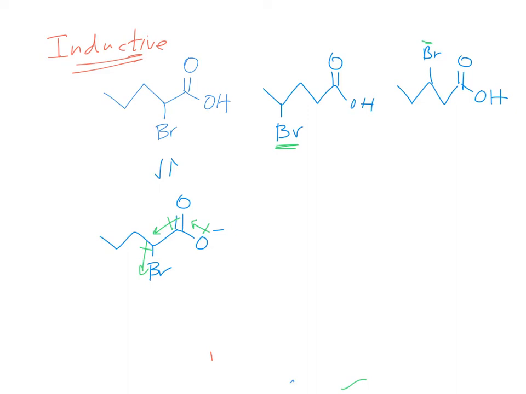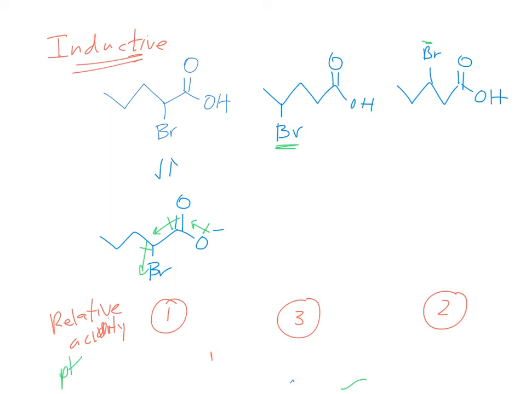So if we look at relative acidity, this one is going to be the most acidic because the bromine is closest to where the charge is in the conjugate base. This one would be the second most acidic because it's next furthest away, and this one is going to be the weakest acid because those more electronegative atoms can only pull electron density through so many sigma bonds. This effect drops off as it gets farther and farther away.